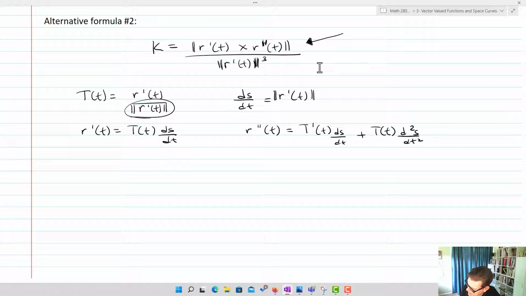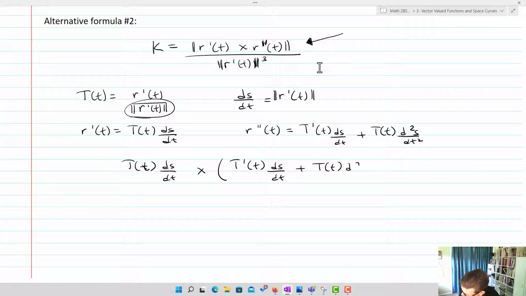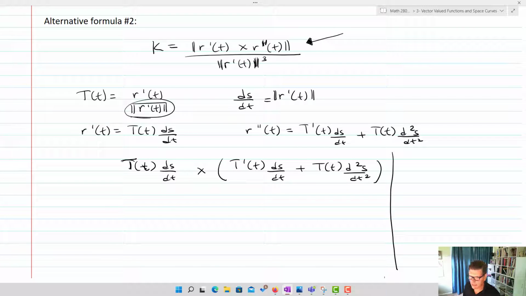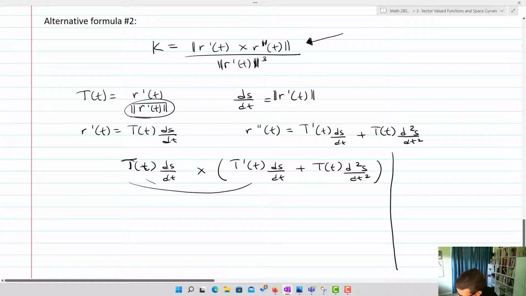So let's find r prime of t cross r double prime of t. So that's T of t ds dt crossed with T prime of t ds dt plus T of t d squared s dt squared. We'll find the cross product of that. And if you remember, we actually have an identity for working with these kind of derivatives. What we can do first is distribute the cross product. So we'll start with that.